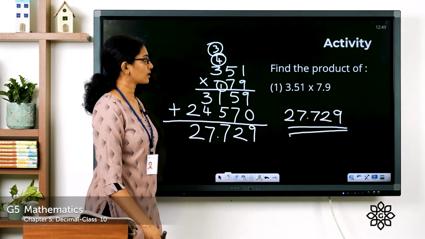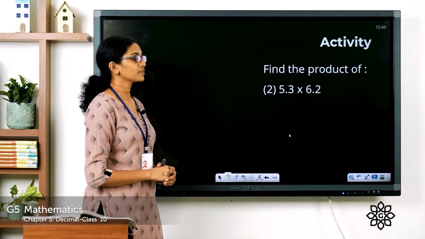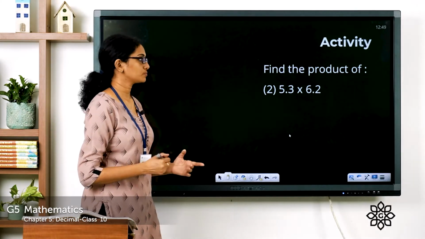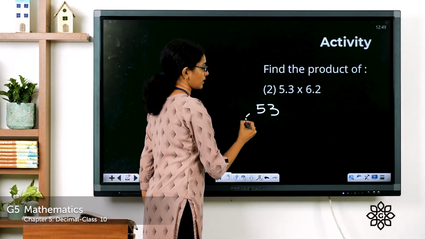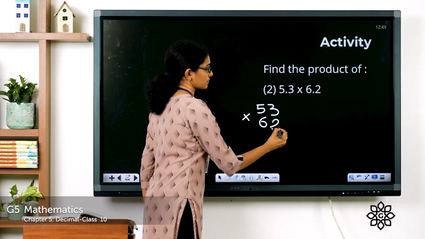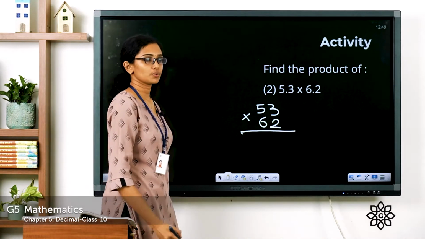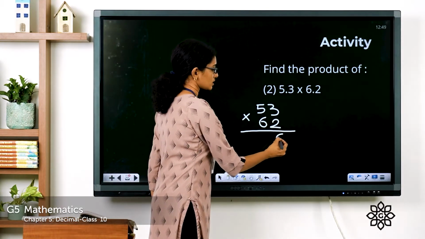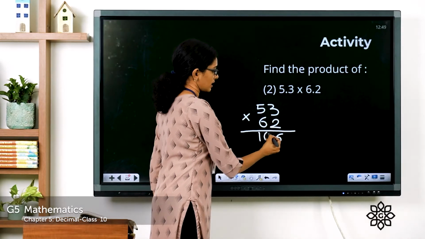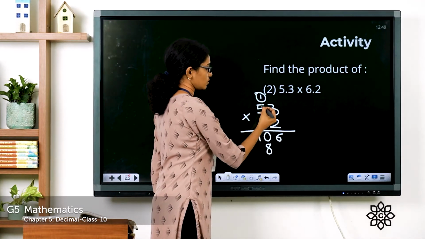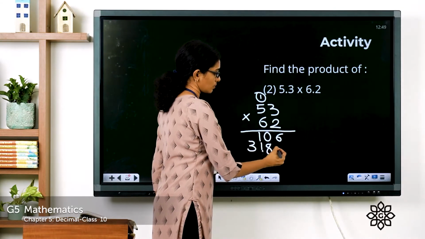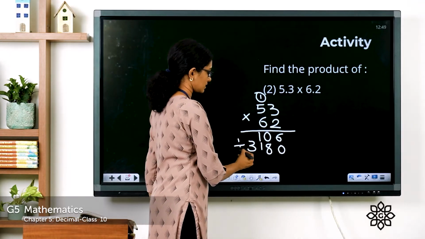Now the next one. 5.3 into 6.2. Let's do the multiplication ignoring the decimal point in the beginning. That would be 53 into 62. 3 into 2, 6. 2 into 5, 10. 6 into 3, 18. Carry over. 6 into 5, 30 plus 1, 31. 0 to correct the places.